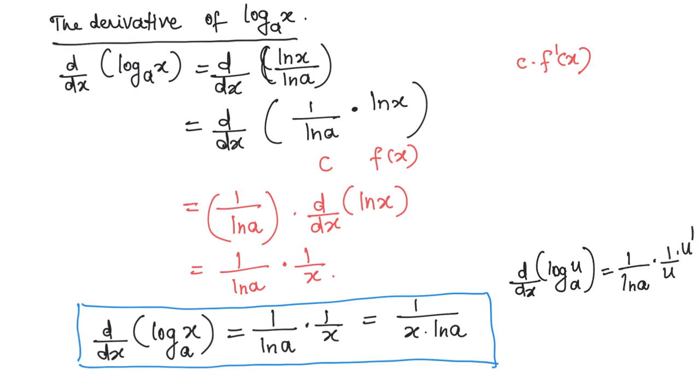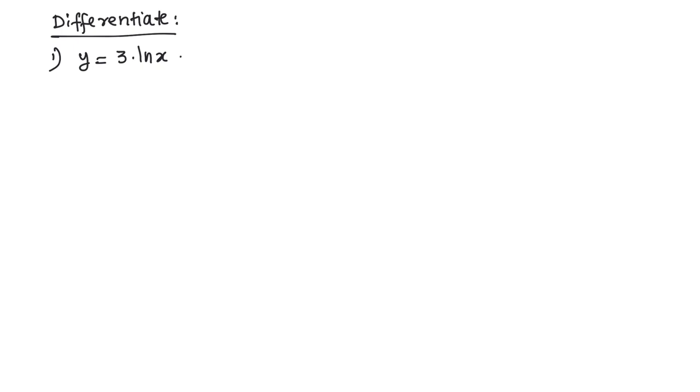Like apply the chain rule. Let's look at some example. We need to find the derivative of this function. So this is a constant times a function, so the derivative will be the constant times the derivative of the function. So the constant is 3 times the derivative of the function.